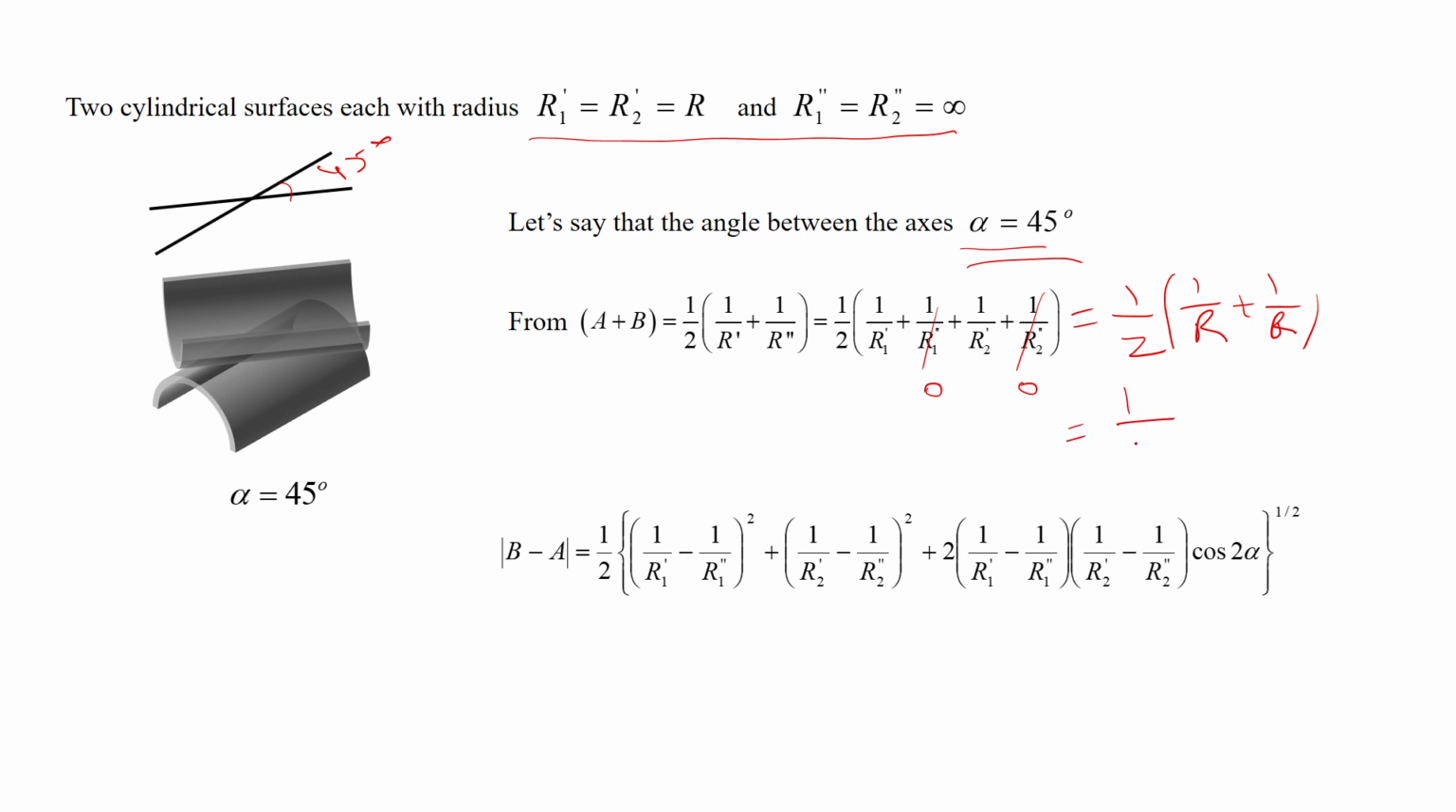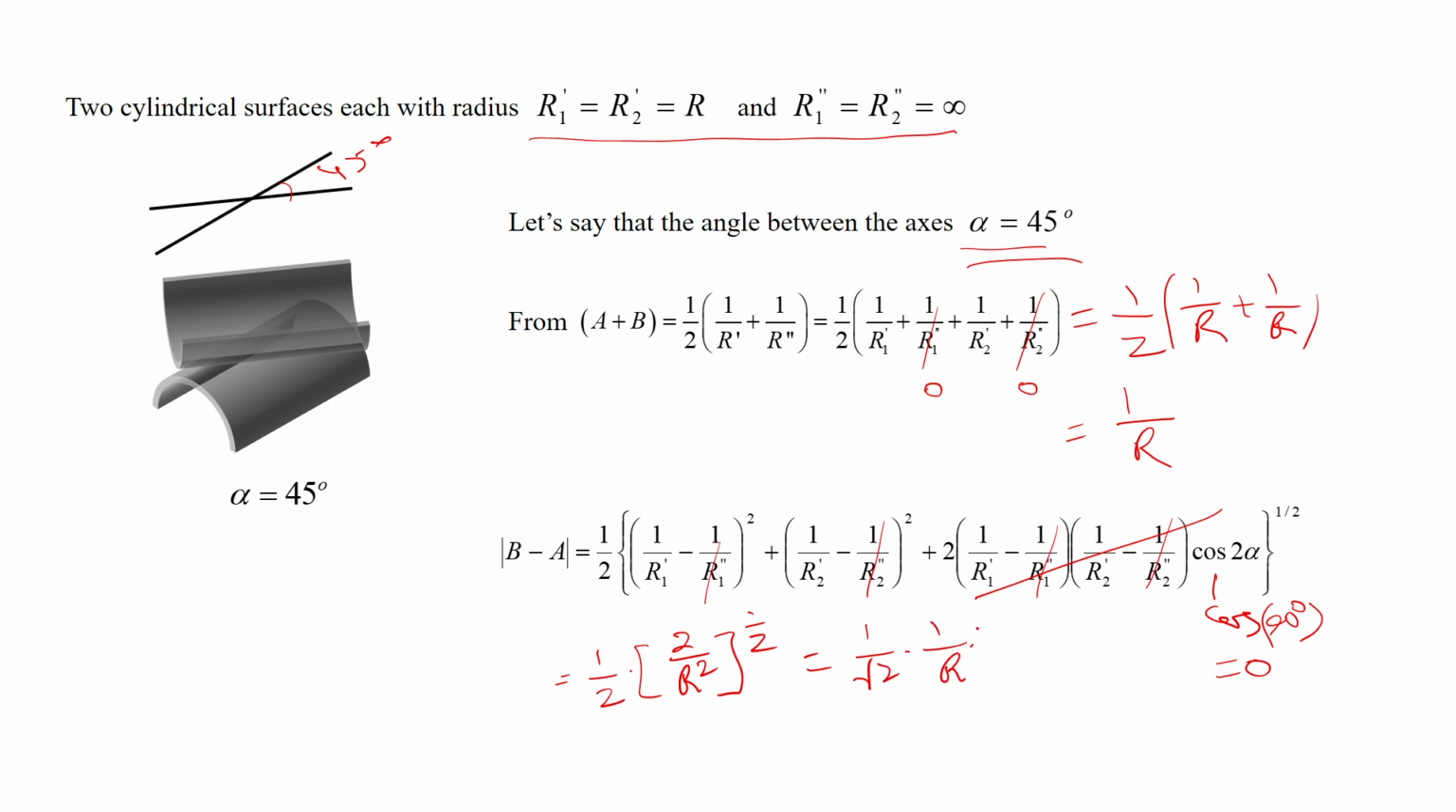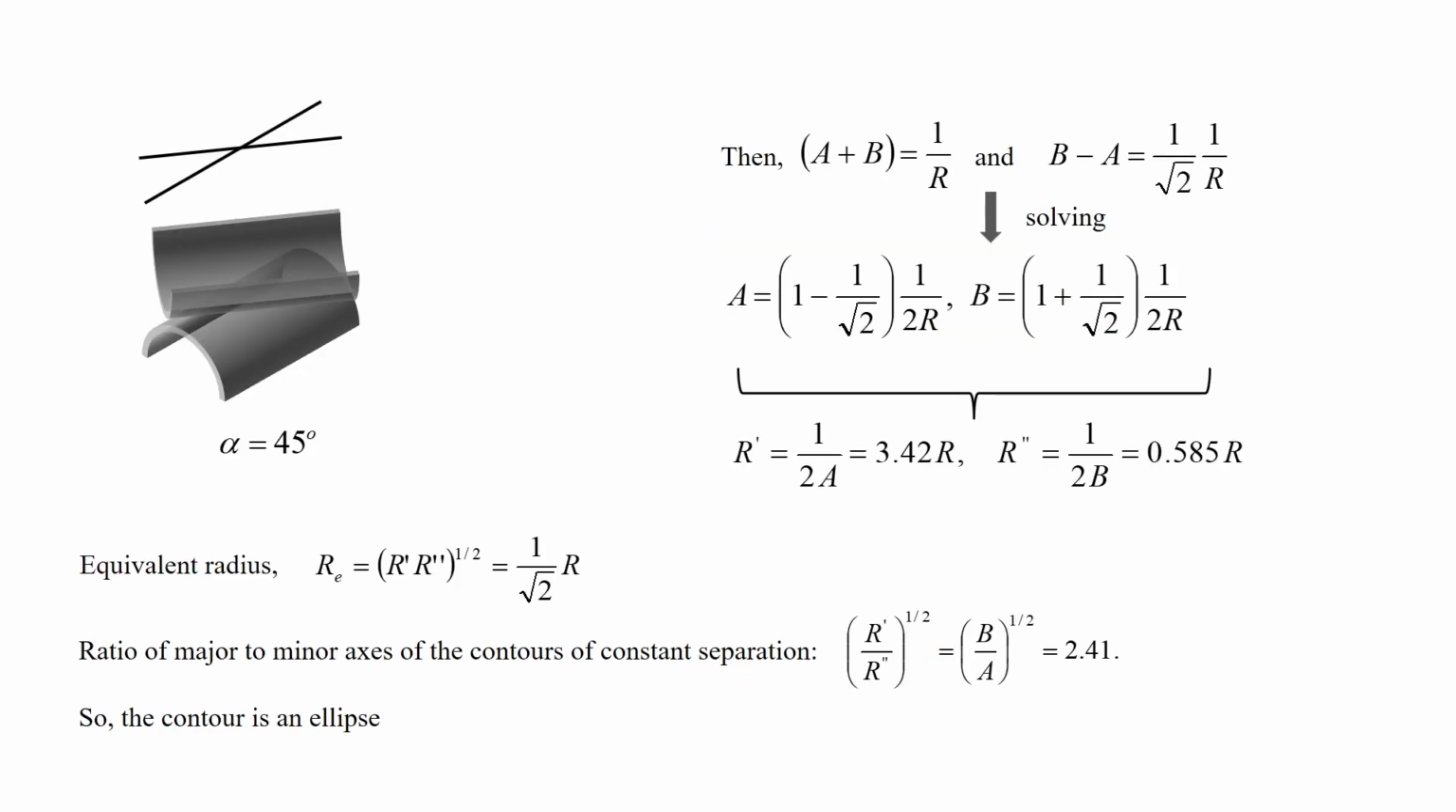So, this is equal to 1 by r, and over here this is equal to 0, this is 0 here, this is 0 here, and remember cos 2 alpha is equal to cos of 90 degrees. Because alpha is 45 degrees, cos 90 degrees is equal to 0. So, this term is equal to 0, and we have a half here, and then over here it will be 1 by r square plus 1 by r square, which is 2 by r square, and this is a square root. So, it is 1 by square root 2 into 1 by r.